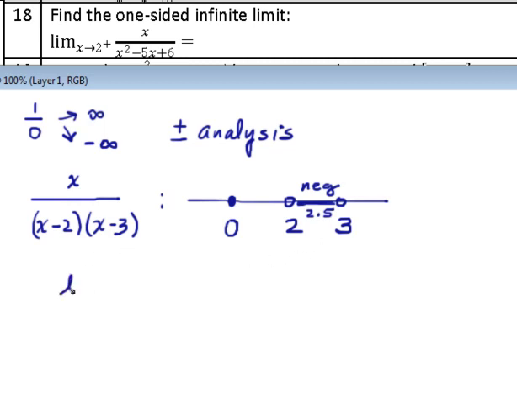And that means that the limit as x goes to 2 from the right of x over x squared minus 5x plus 6 is minus infinity.